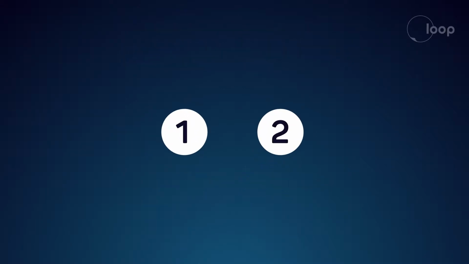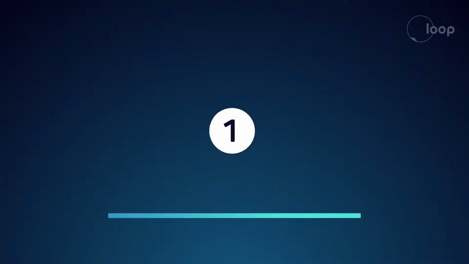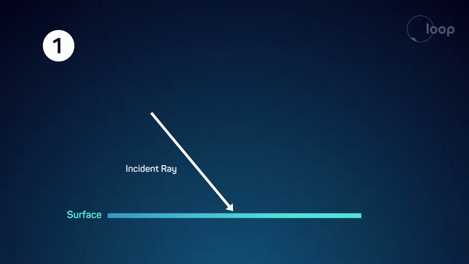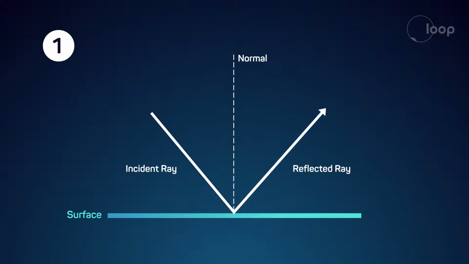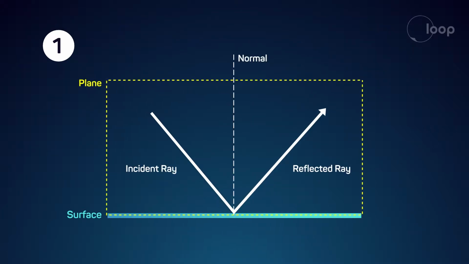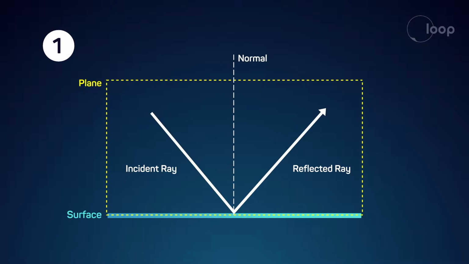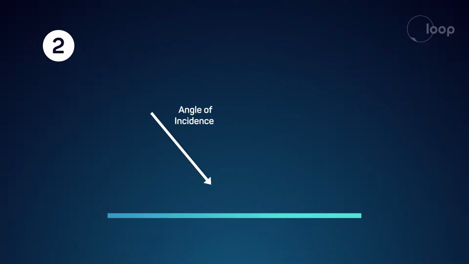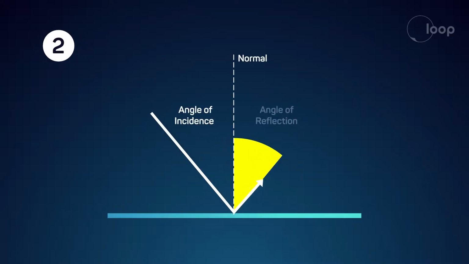There are two main laws of reflection. The first law states that the incident ray, reflected ray, and the normal all lie in the same plane of incidence. The normal is the line perpendicular to the surface and divides the angle between the incident ray and reflected ray into two equal angles. The second law states that the angle of incidence is equal to the angle of reflection.